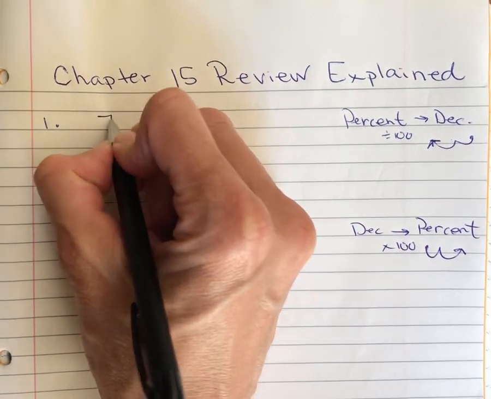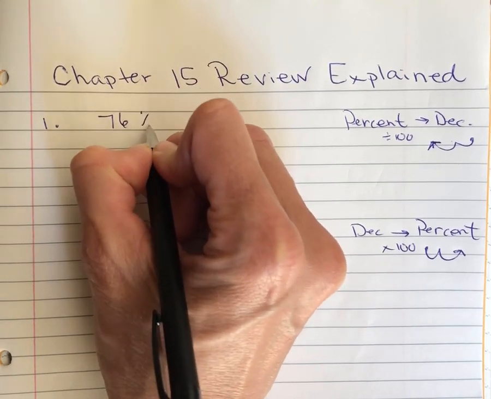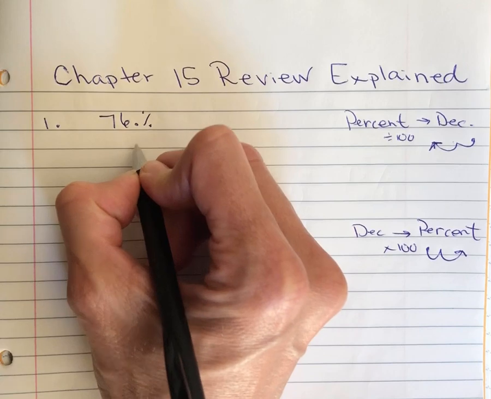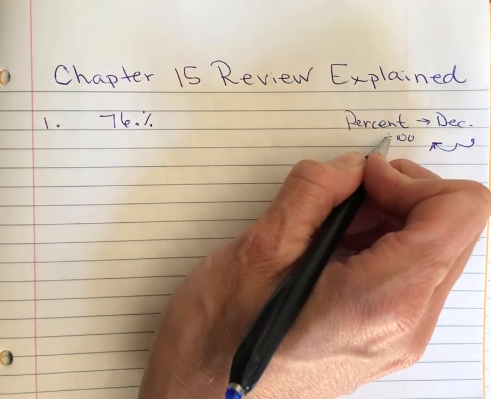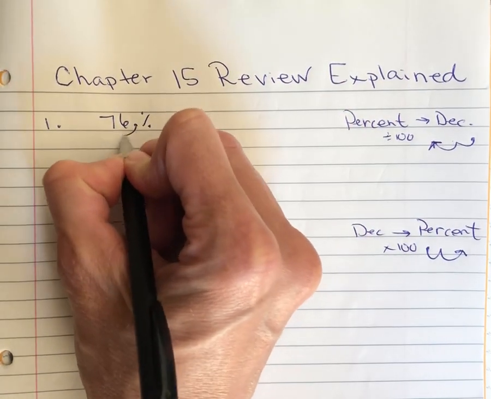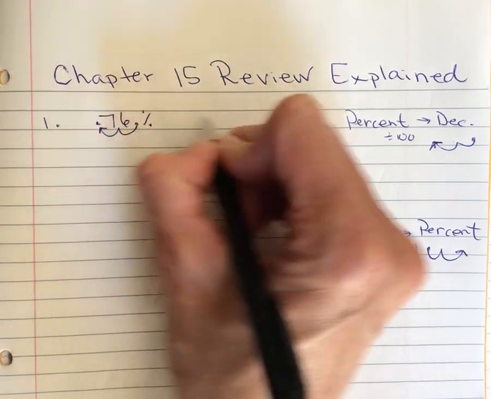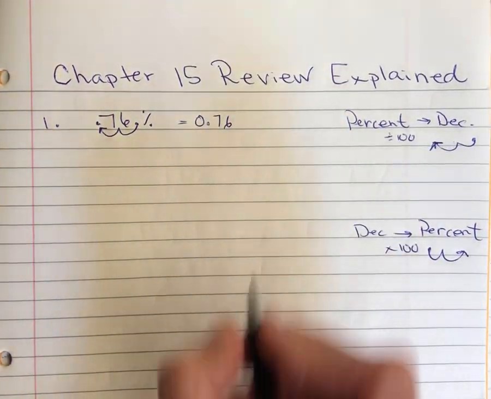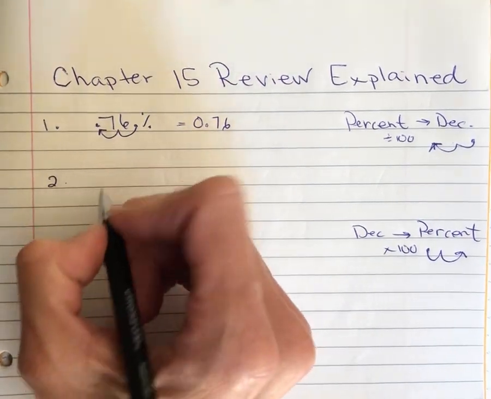Okay, so number one was 76%. It doesn't have a decimal point, but we would put it at the end for a whole number. Divide by 100, which means hop twice to the left. 1, 2, and we get 76 hundredths. We're going to do the same thing for 2 and 3.